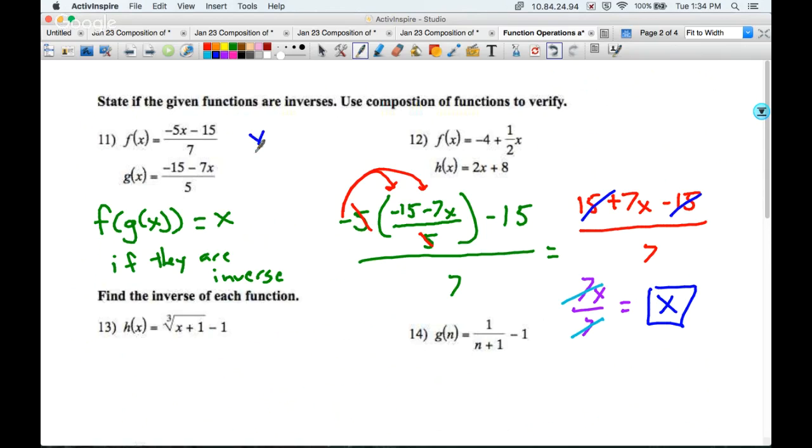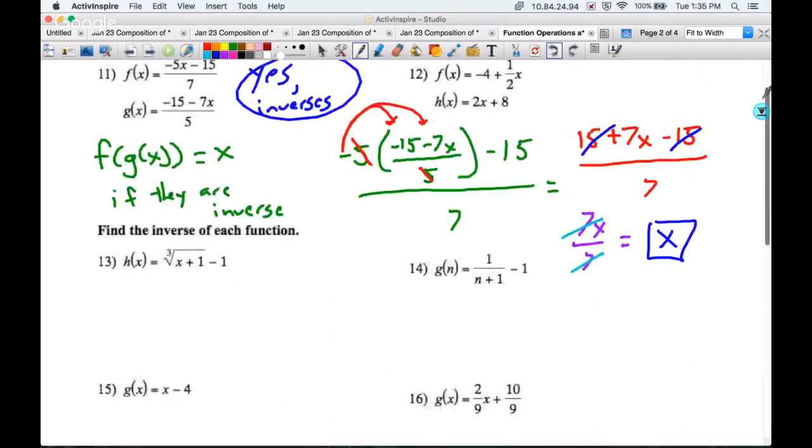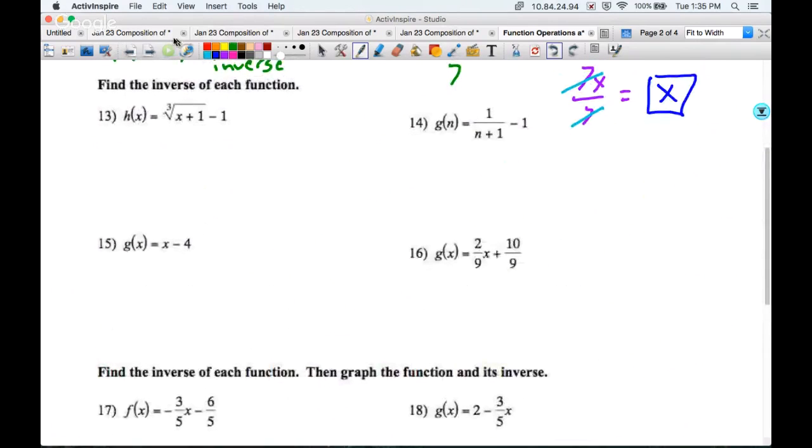So the answer is yes, they are inverses. Okay, find the inverse of each function. Very easy setup to inverse problems, and then it's a little bit harder in the follow through.